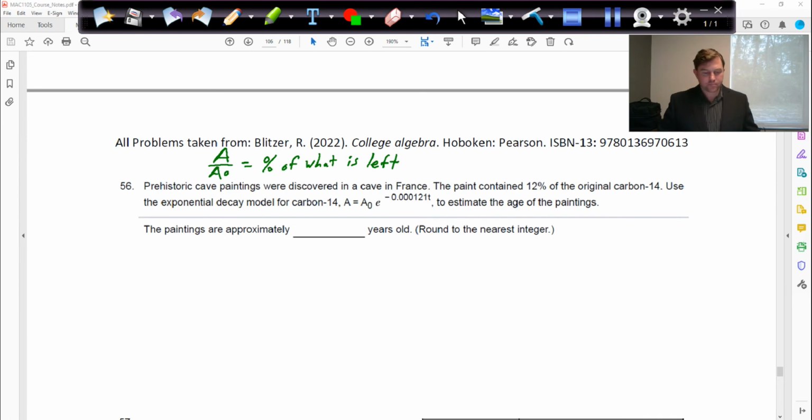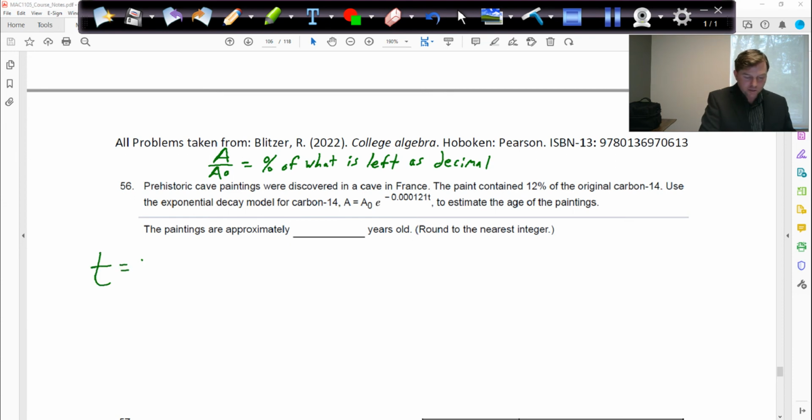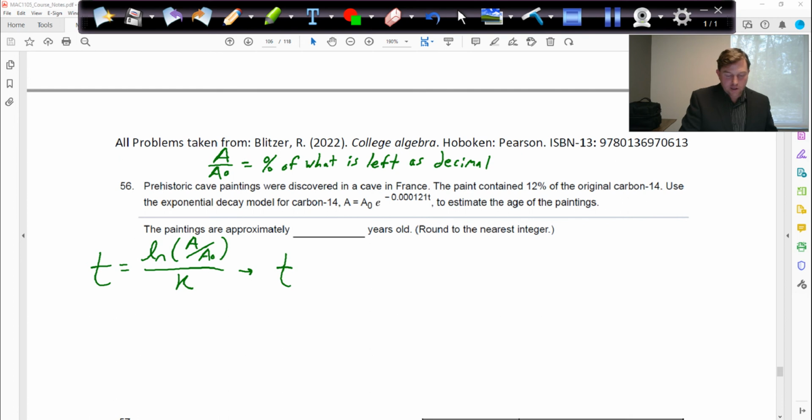So if things are decaying, just dividing those two numbers in that order, which is what the equation is doing, that is telling you the percentage of what you have left as a decimal. So we can rearrange our equation. We said T was equal to the natural log of A over A0, all over K. Well, we can rewrite this now. Instead of A over A0, we can write the time as the natural log of the percentage left as decimal, all over K.